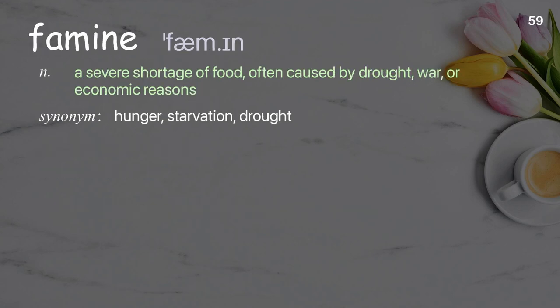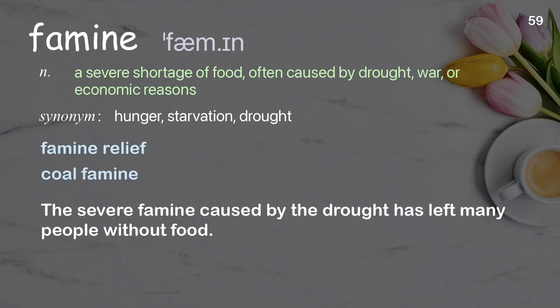Famine: a severe shortage of food, often caused by drought, war, or economic reasons. Examples: famine relief, coal famine. The severe famine caused by the drought has left many people without food.